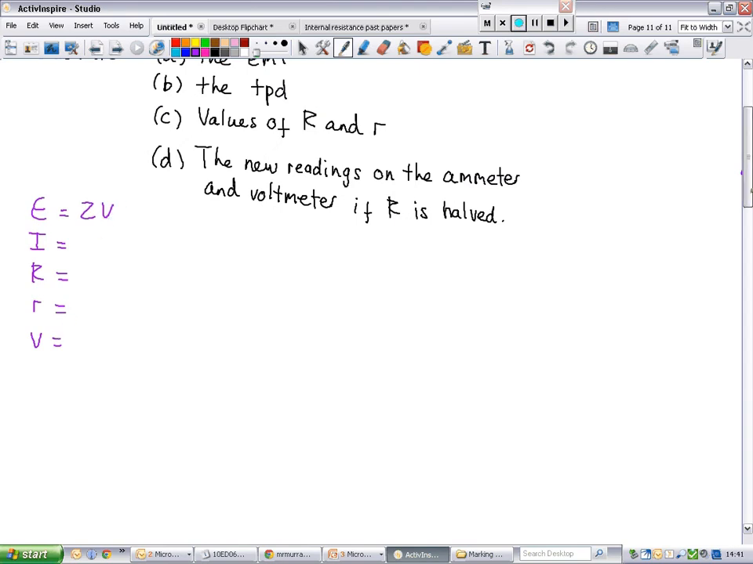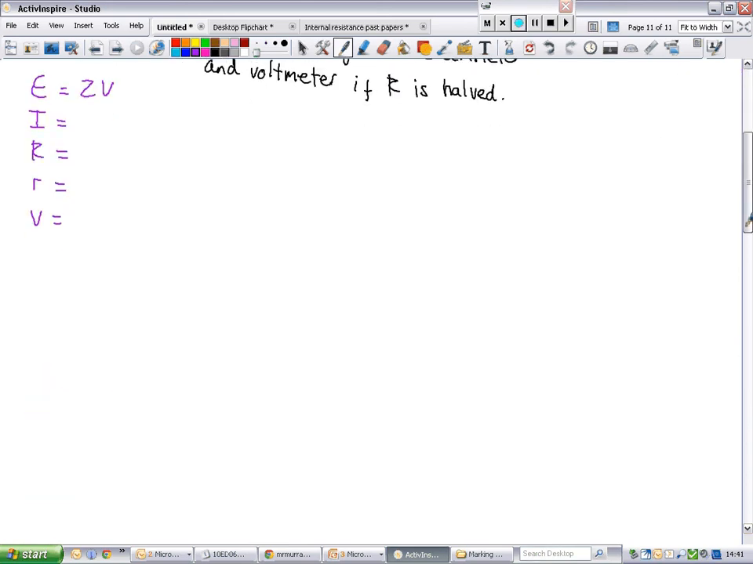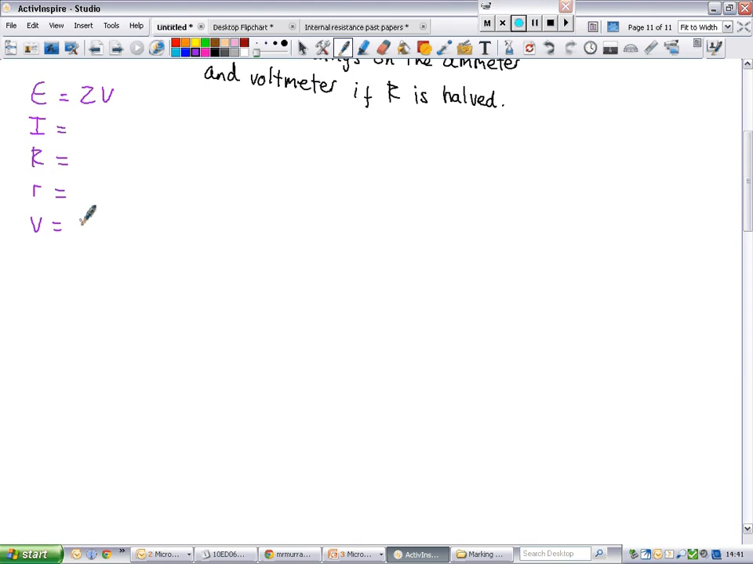When the switch is closed, you close the switch and that value goes down. It goes down because of the internal resistance in the battery here. So you've got 1.6 volts, so that's your terminal potential difference. V is 1.6 volts, and I is your current of 0.8 amps. At this stage we don't know the 2 R's.